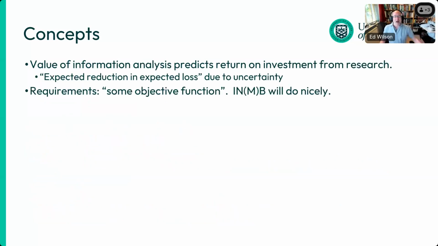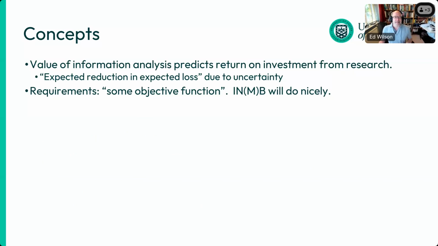Okay. So what's the concept? Well, value of information analysis is a way of predicting the return on investment from research. And really the value of the information of a particular research project can be thought of as the expected reduction in the expected loss due to uncertainty. Now, what on earth do I mean by that? Well, let's go step by step.